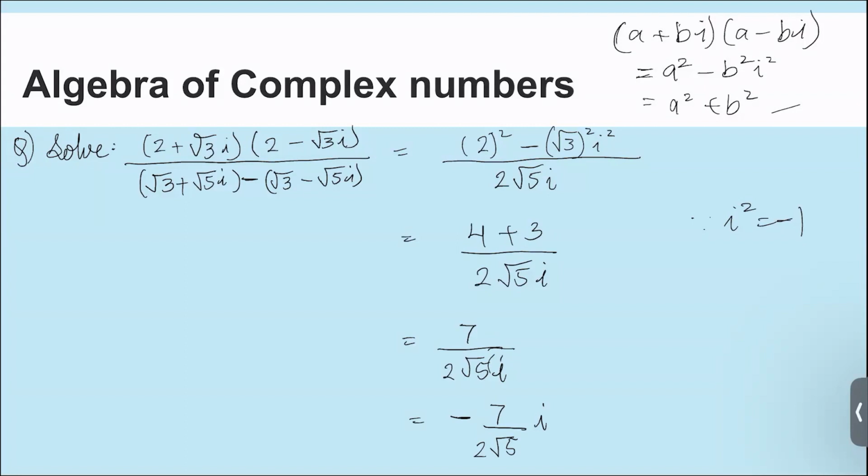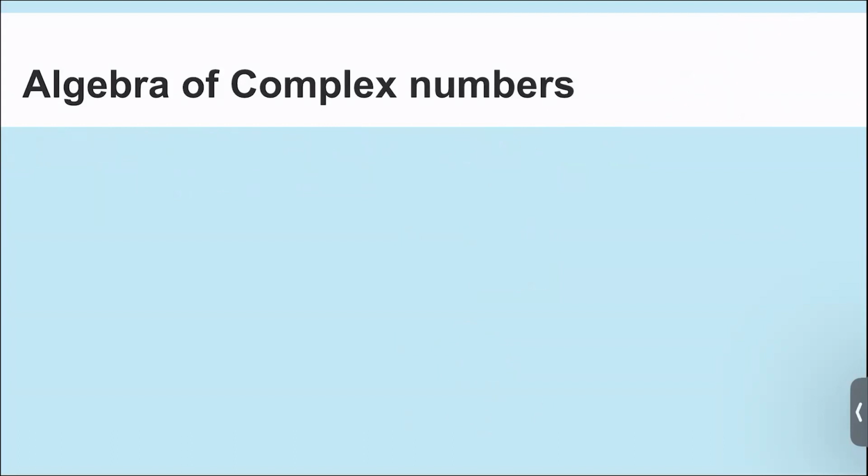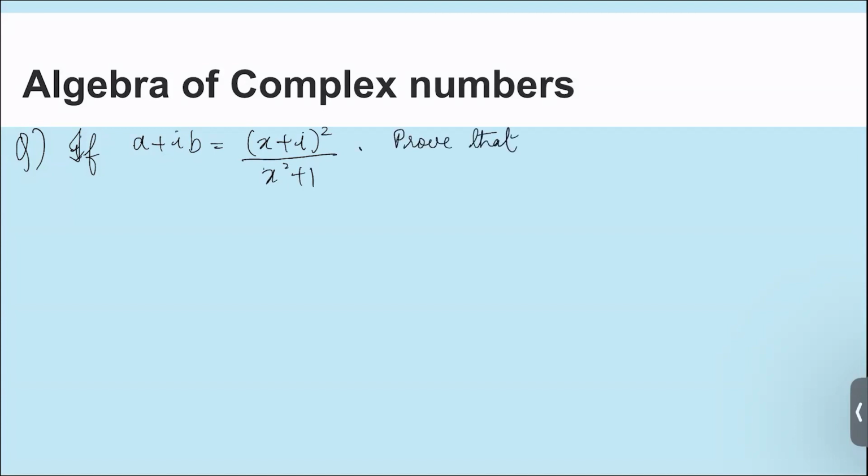Okay. So this is an easy example. If you get a combination of different complex numbers in this form, you can easily solve it. Then suppose you are given that a plus ib equals (x + i) squared upon x squared plus 1. You have to prove that a squared plus b squared is equal to 1.